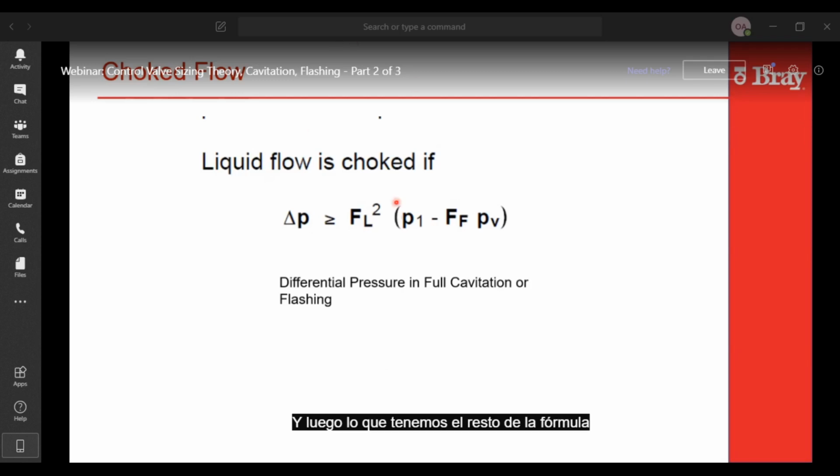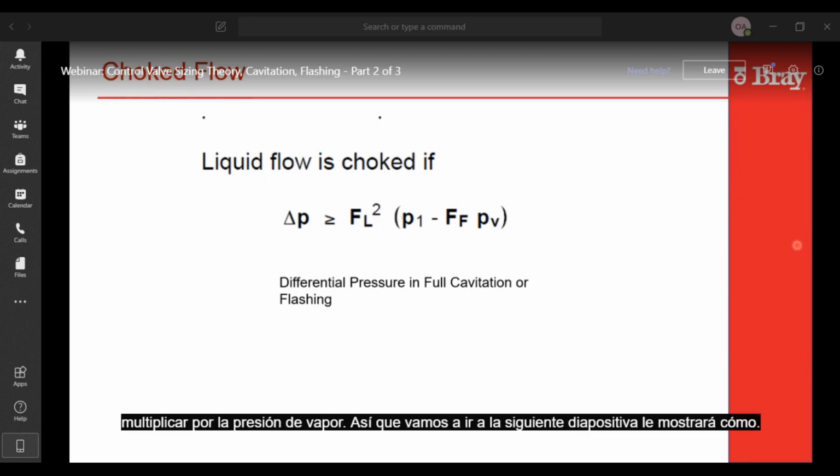And then the rest of the formula is your upstream pressure minus your vapor critical pressure ratio, that's the F sub F, multiplied times the vapor pressure. So we'll go to the next slide and show how that works.